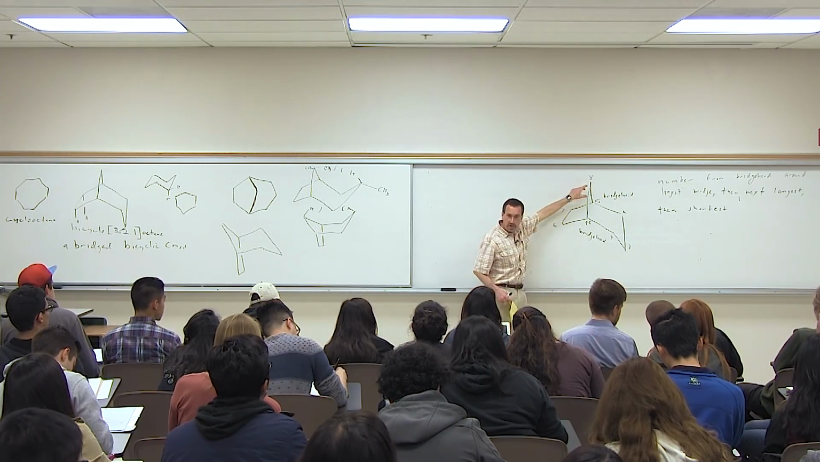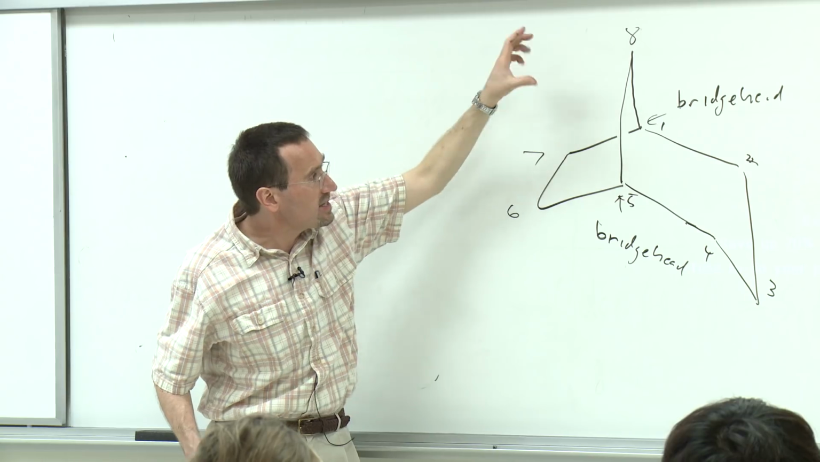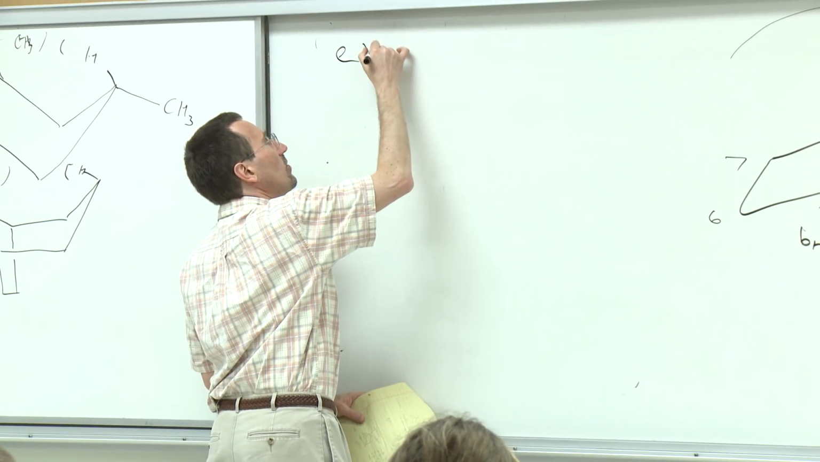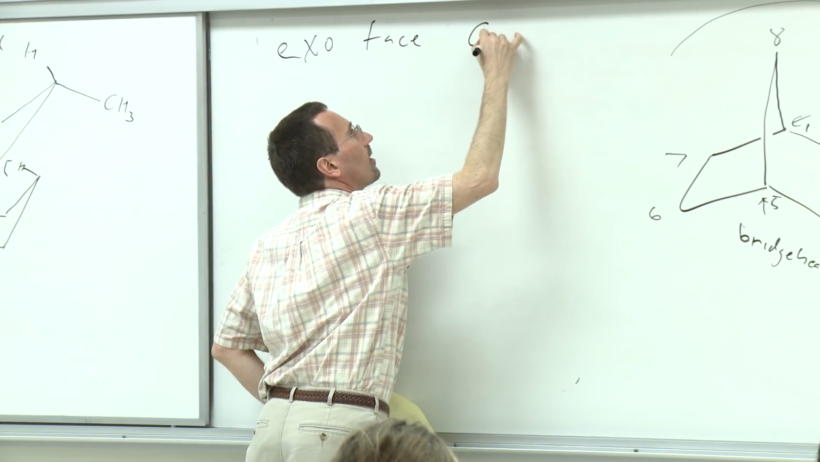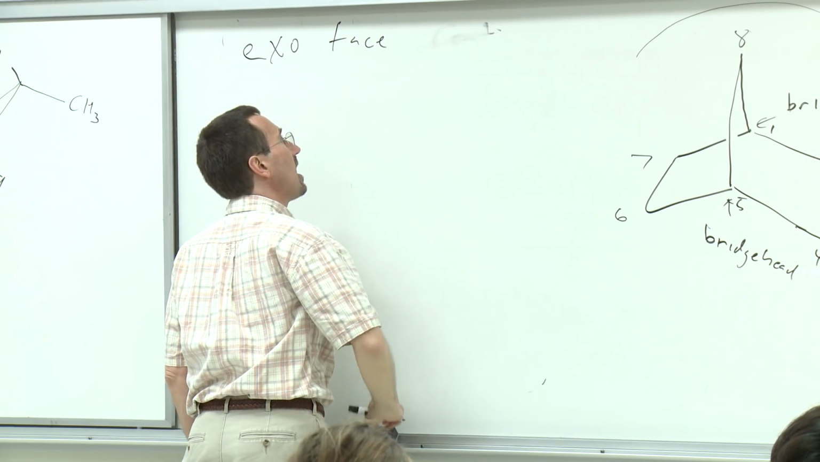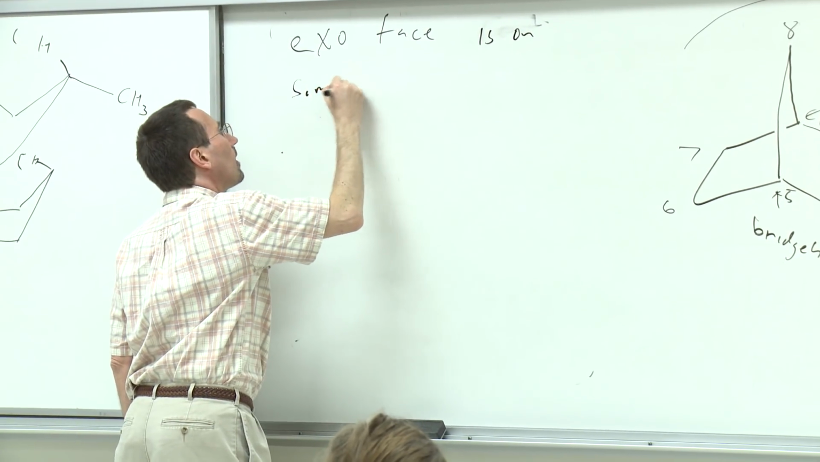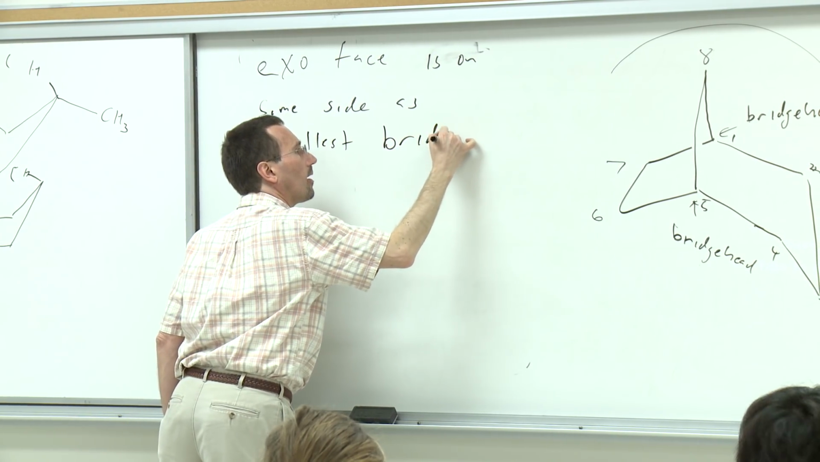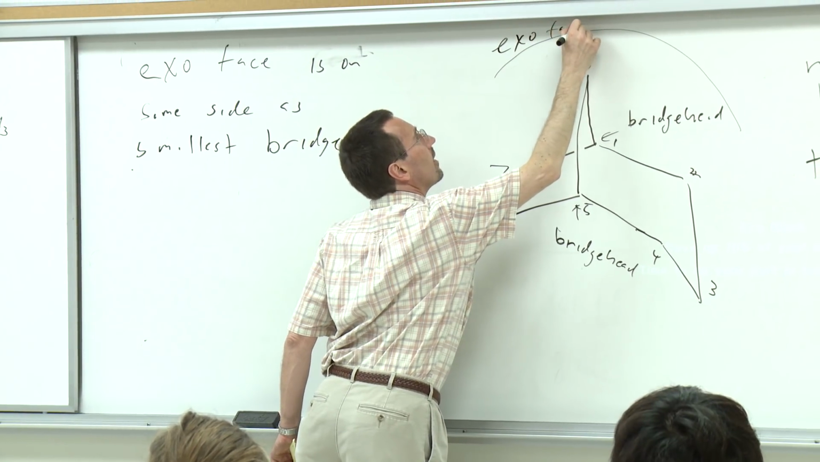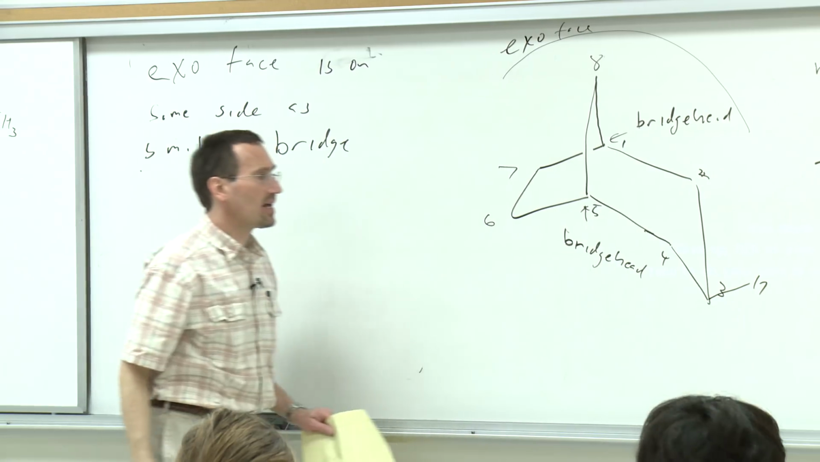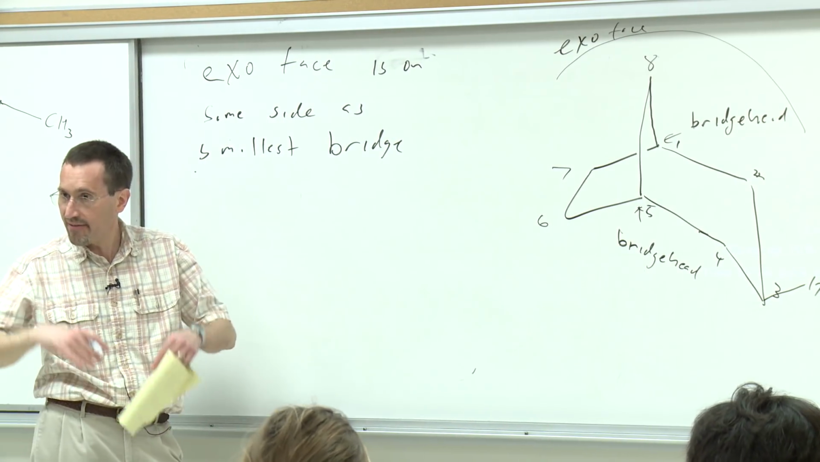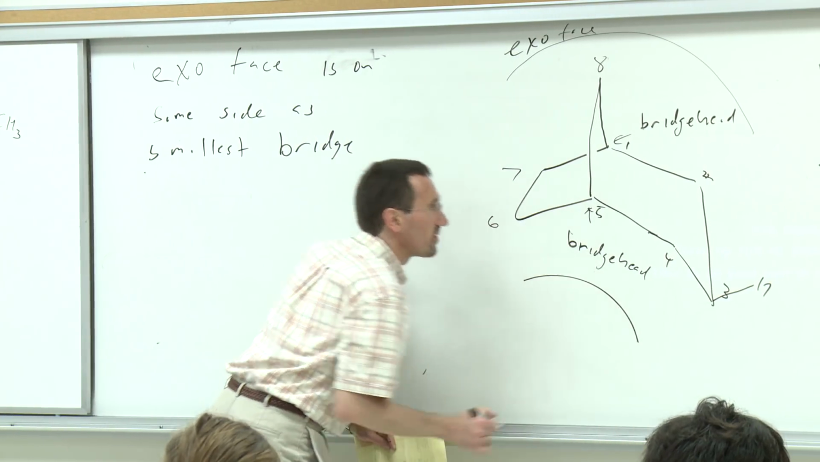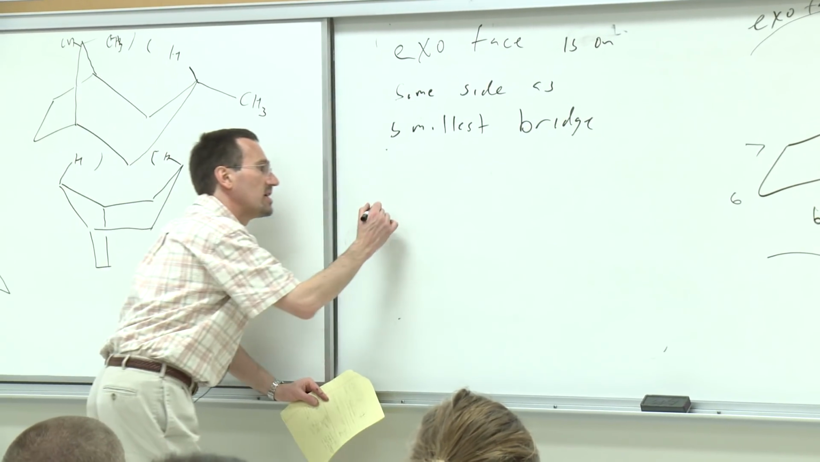All right, so now the smallest bridge defines a face. And so basically you've got sort of a convex face with the smallest bridge. And we call that face the exo face. I'll say it is on the same side as the smallest bridge. So this is our exo face. So a hydrogen that's pointing onto that face would be an exohydrogen, just like you have an axial hydrogen or an equatorial hydrogen. The other face, if you will, sort of the concave face, the face opposite the bridge, is the endoface.